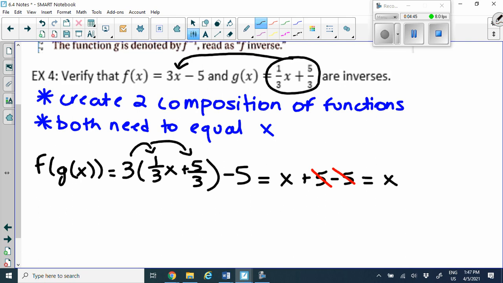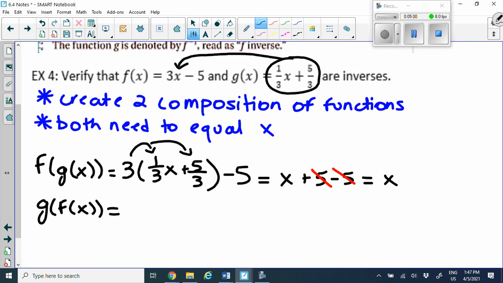So I'm left with x. Okay, so our first composition of functions is equal to x. Now let's see about the second composition of functions. So that's going to be our g of f of x. So you've got to show both of them. If you only show one, it doesn't work, okay?